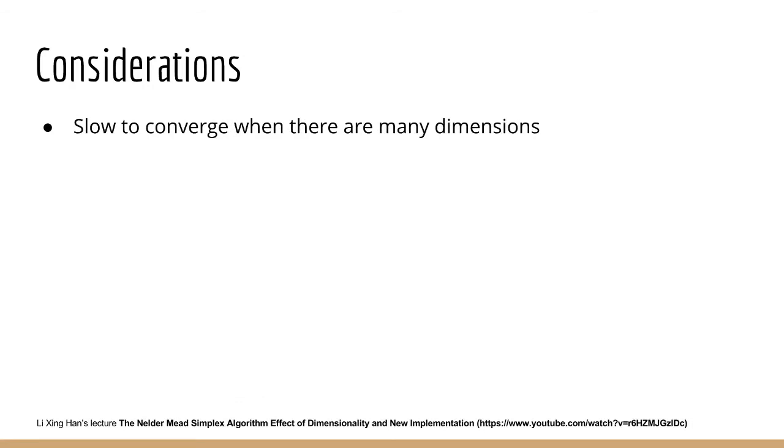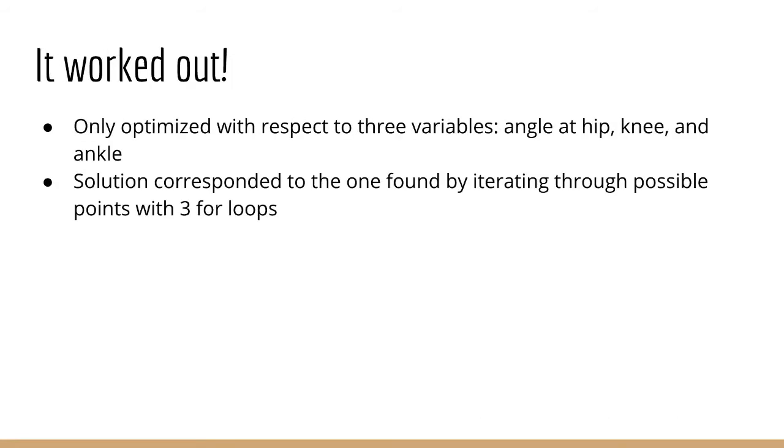It can also be very slow to converge when there are many dimensions. But these weren't a problem for us because we only optimized with respect to 3 variables, the angle at the hip, knee, and ankle. In addition, we verified fminsearch's solution by iterating through all of the possible angles with 3 for loops, which gave the same solution.